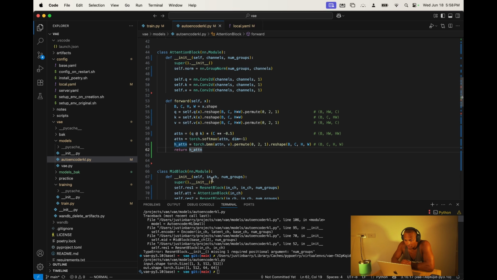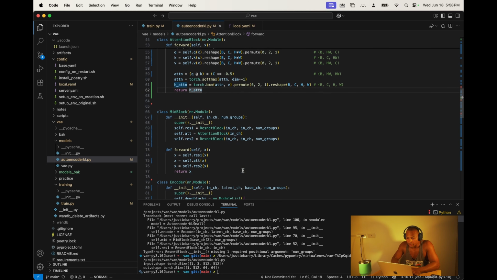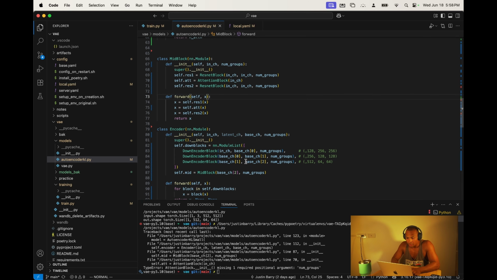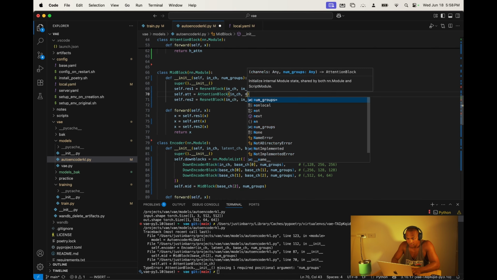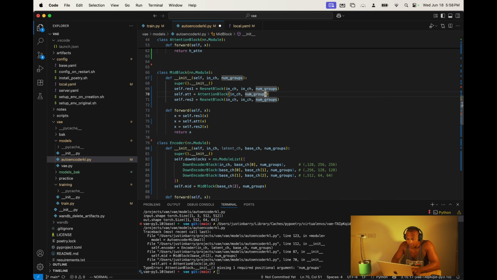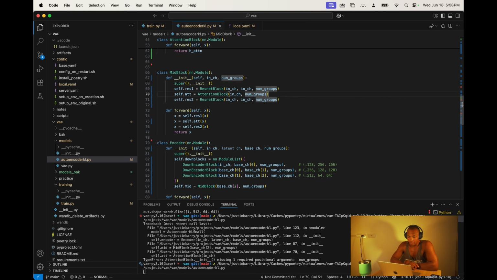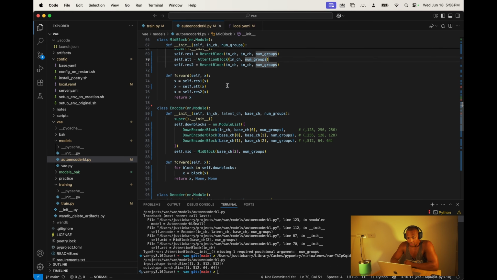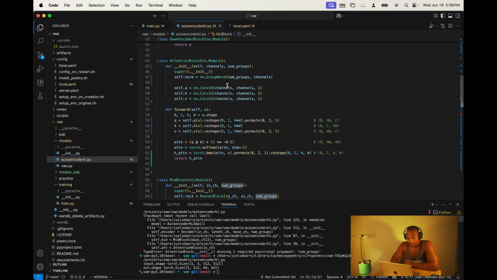So, okay, let's run this. Num groups. Spell groups. I already messed it up. No, it looks like it's working. Yeah, so there's our attention mechanism. There's our attention block.